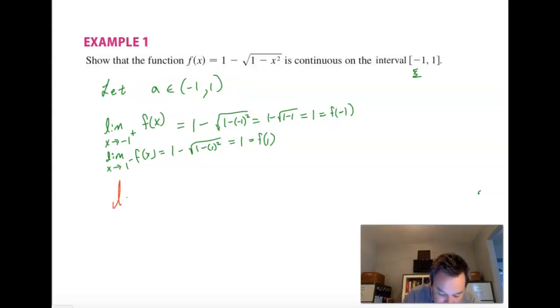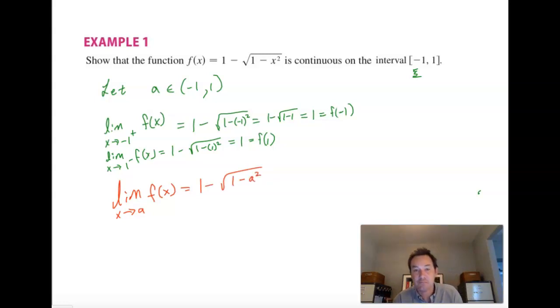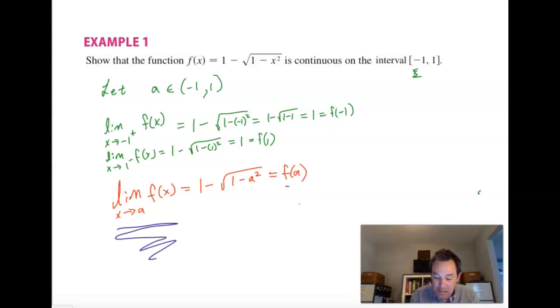So I'm going to take the limit as x approaches A for this function, and like I said, since A is part of the domain of this function, I can just make a direct substitution. So 1 minus the square root of 1 minus A squared, right? I'm just replacing x with A. And that happens to be what f of A is. So that equals f of A. Boom, I've just satisfied my limit definition of continuity, which is that the limit as x approaches A equals f of A for all those infinitely many points on the interval in between negative and positive 1.